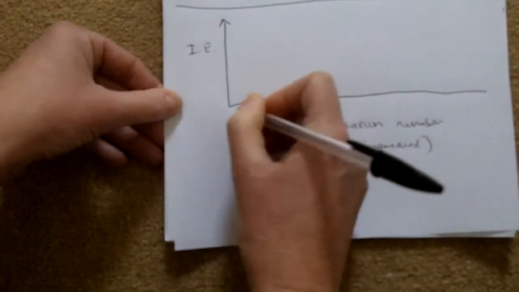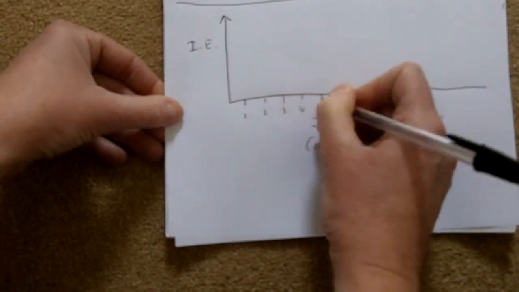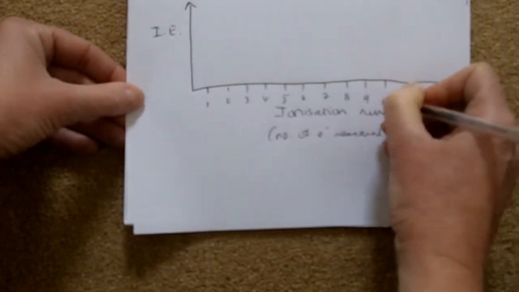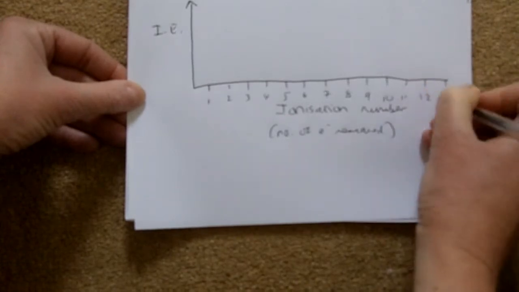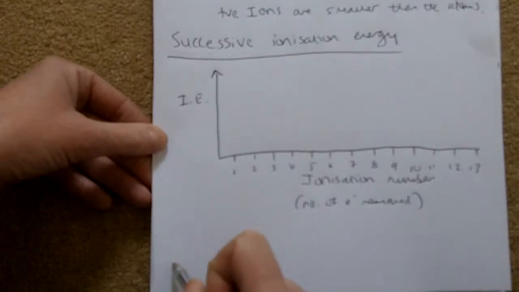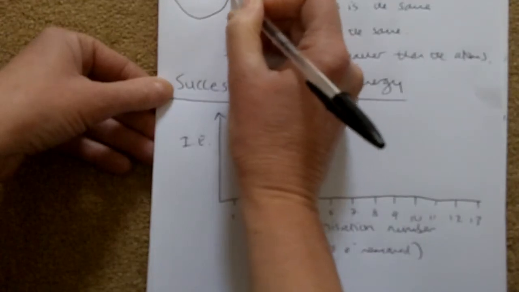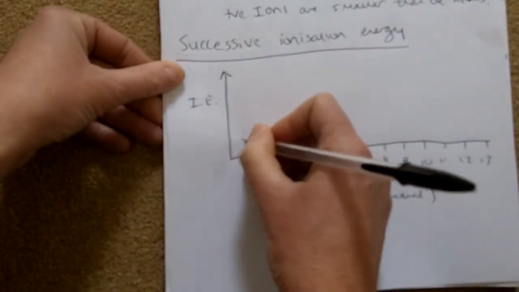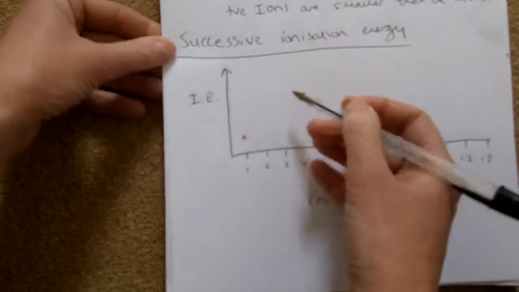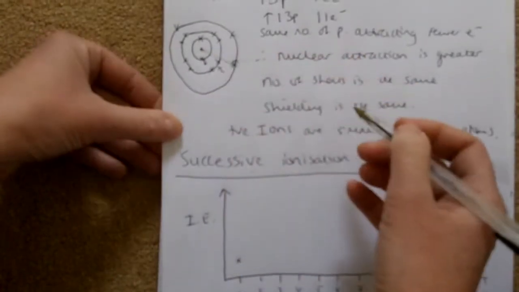Okay, aluminium has got 13 electrons. You're going to go across 1, 2, 3, 4, 5, 6, 7, 8, 9, 10, 11, 12, 13. So we're going to successively remove one electron, one after another. Now, the first electron that we're going to remove is in the third shell. And that's relatively quite easy to remove, because it's a long way from the nucleus. So there's not much nuclear attraction.